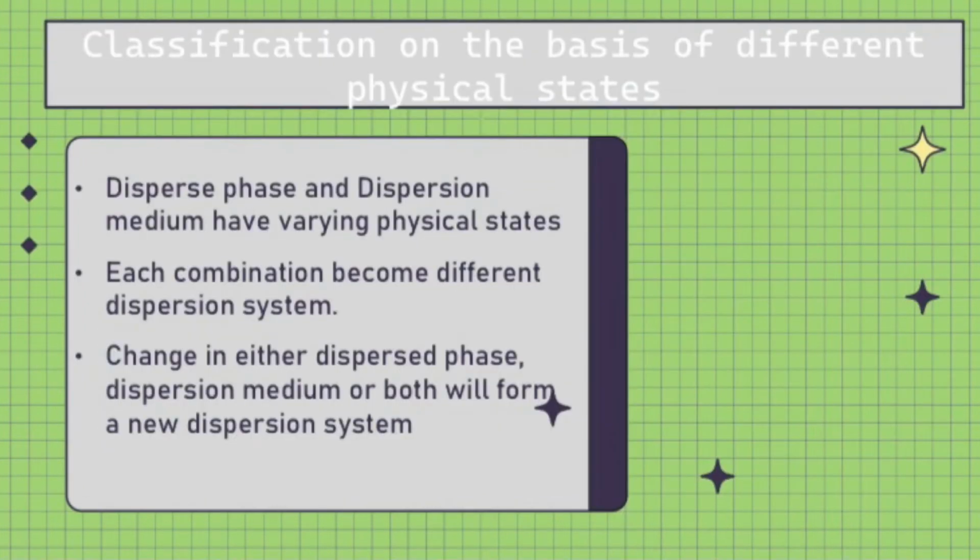What is the classification on the basis of different physical states? Dispersed phase and dispersion medium have varying physical states, and each combination becomes a different dispersion system. And the last, change in either dispersed phase, dispersion medium, or both will form a new dispersion system.